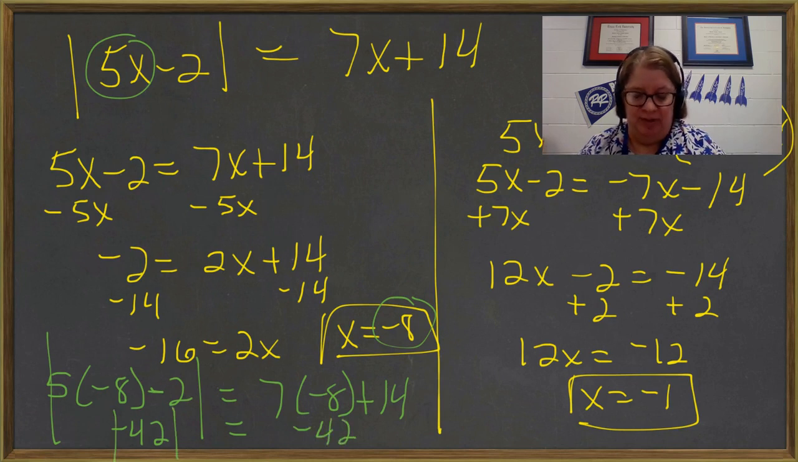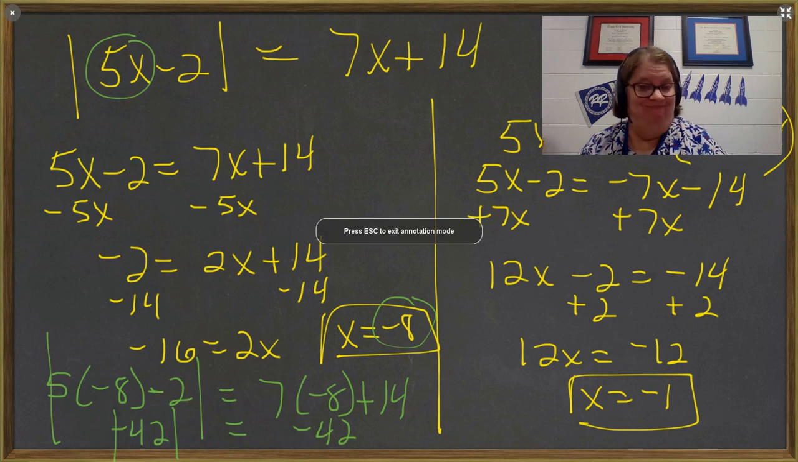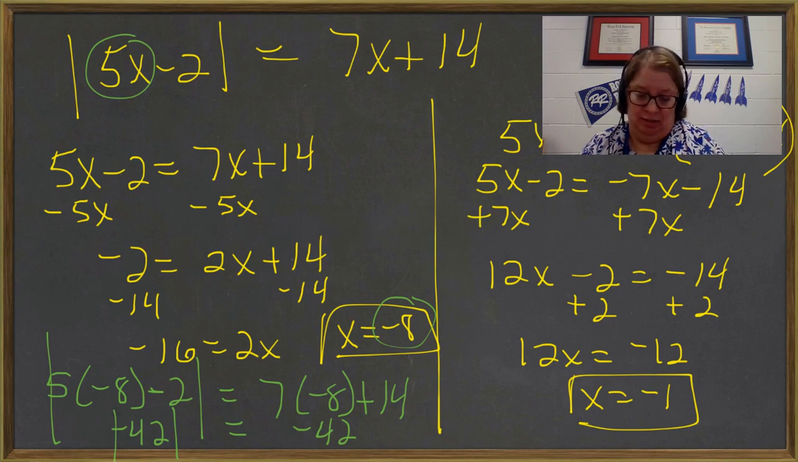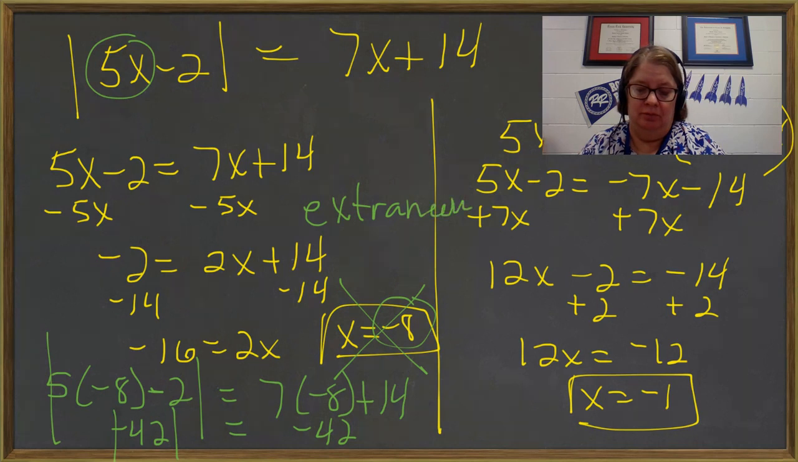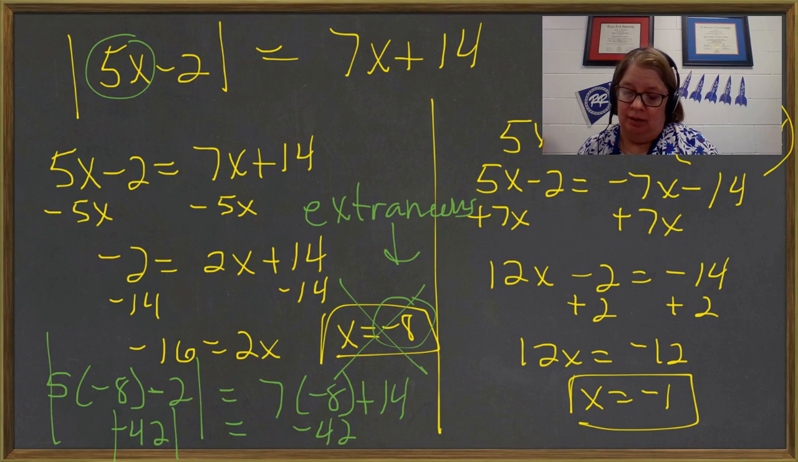Can absolute value be negative? No, it can't. Absolute value of negative 42 can't be negative 42, so this solution doesn't work. This is an extraneous solution. It means you get it when you work it out, but it doesn't work when you plug it back in. All right, let's try this one.